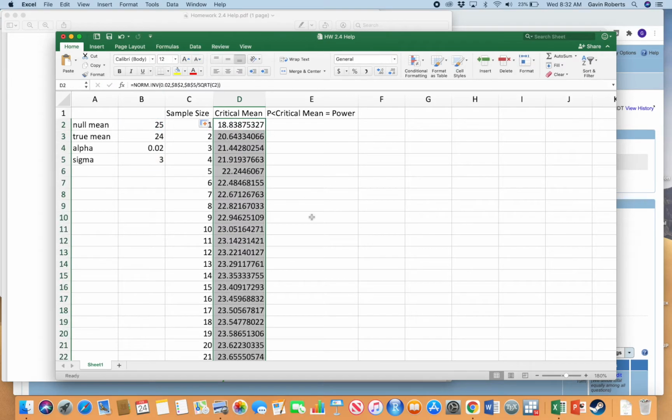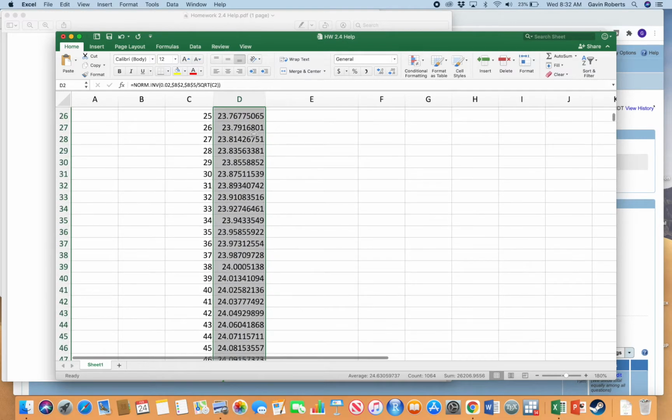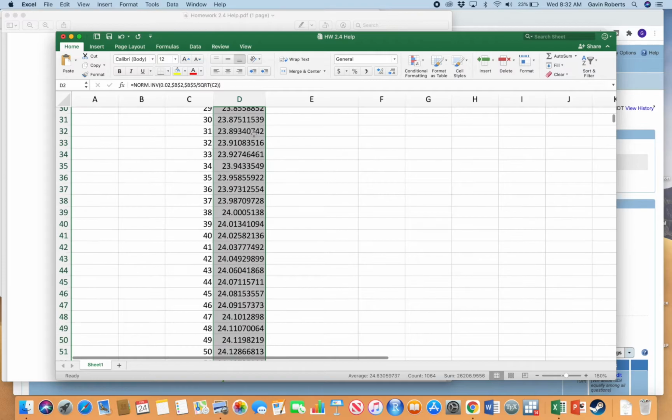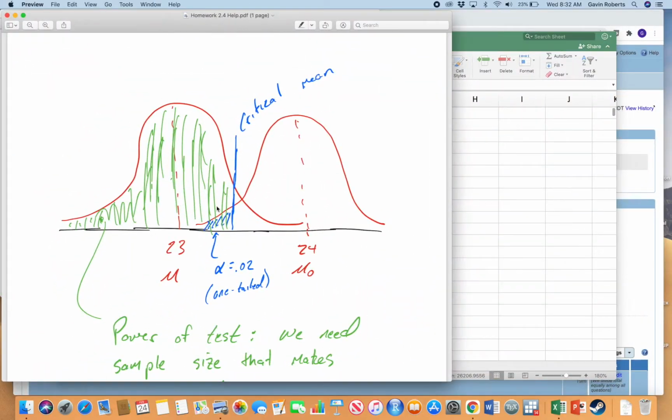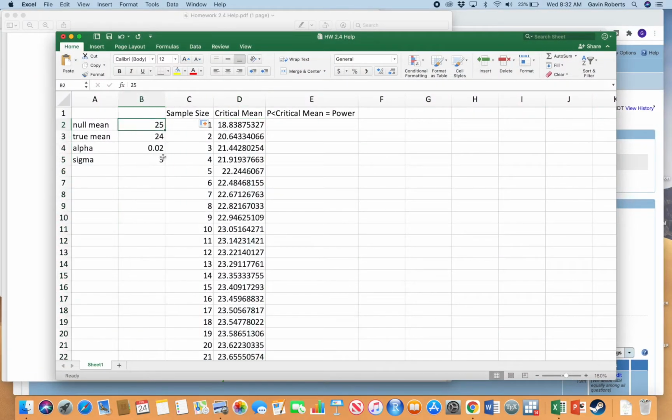Okay, now we can double click this down, and what we see is that the critical mean gets larger as our sample size increases, and that makes sense because as the sample size increases, this red null distribution gets tighter. So we don't have to get as far below 24 to reject this null hypothesis. Or in your case, 25. We don't have to get as far below 25 to reject.